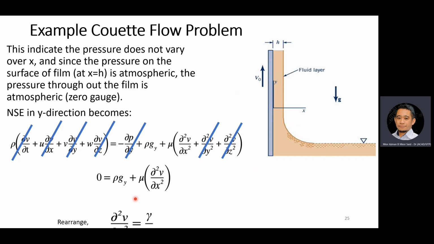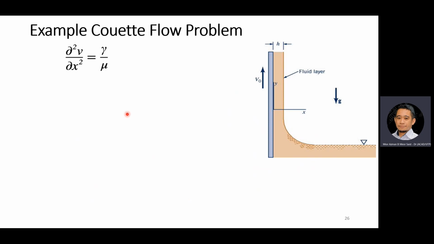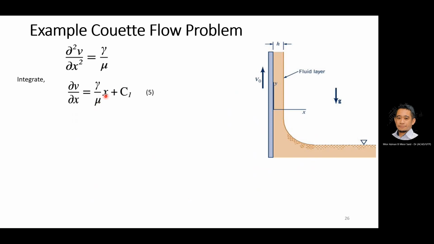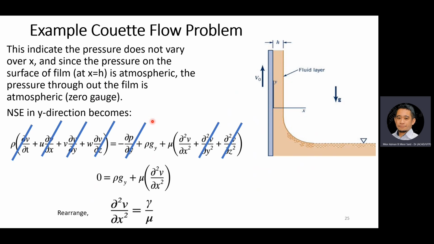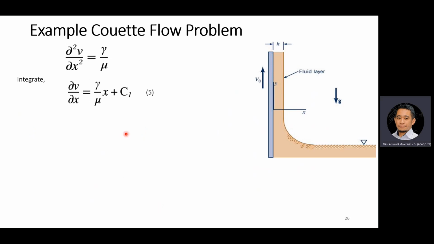We can solve this. We arrange it in a suitable form and solve for it. So we can integrate that, and with the first integration, you have the constant C1.